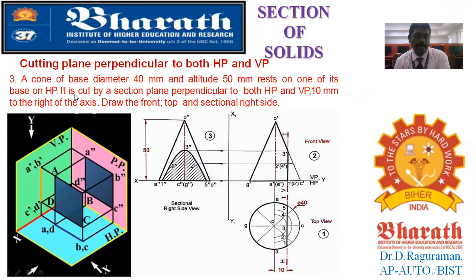So the condition given is perpendicular to both HP and VP, 10 mm to the right of the axis. So the axis is here, and 10 mm away from that you draw the cutting plane. So what is given? A cone of base diameter 40 and altitude 50, resting on one of its bases, so the entire base is resting. It is cut by a section plane perpendicular to both. Now you are going to draw the front view, top view, and sectional right side view.